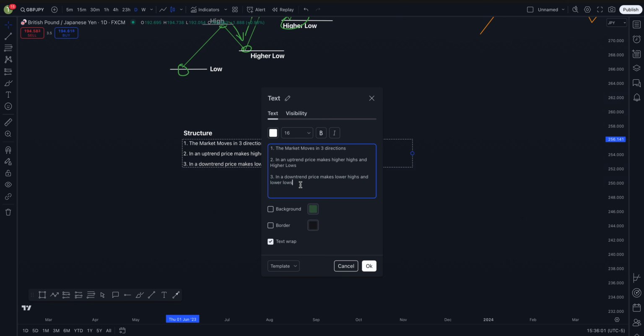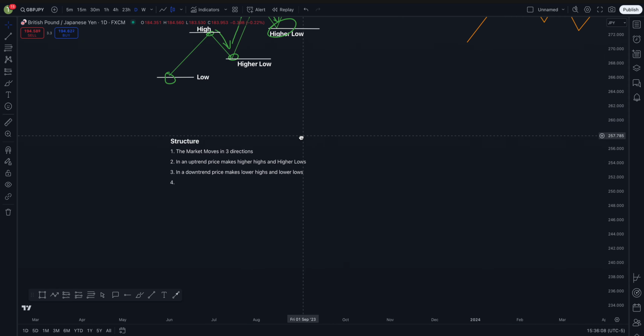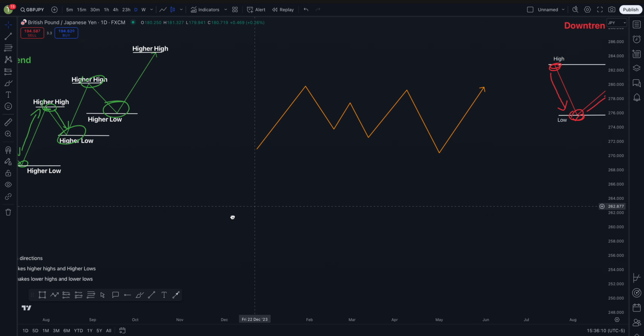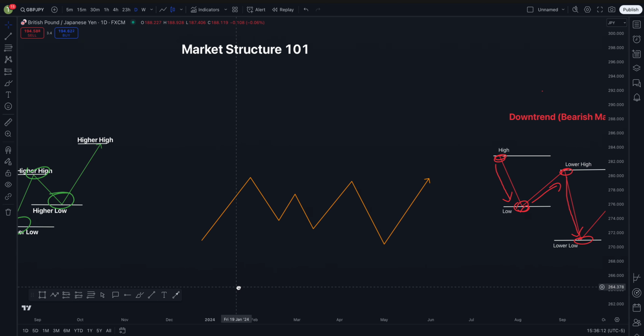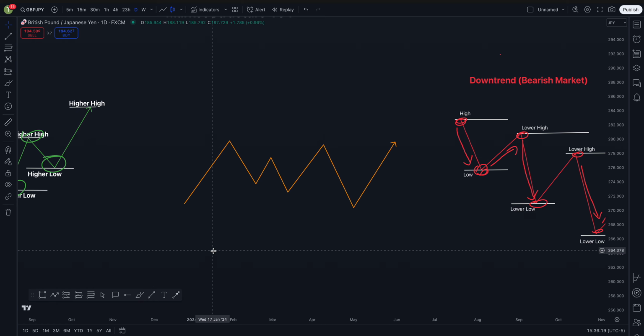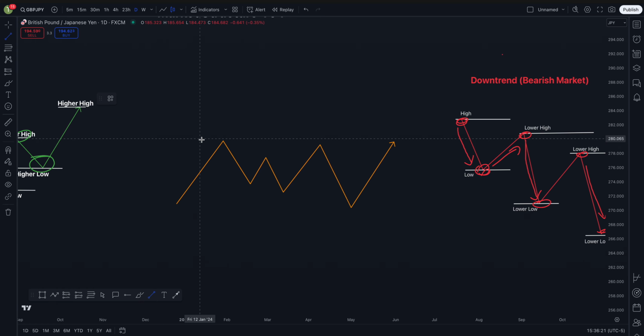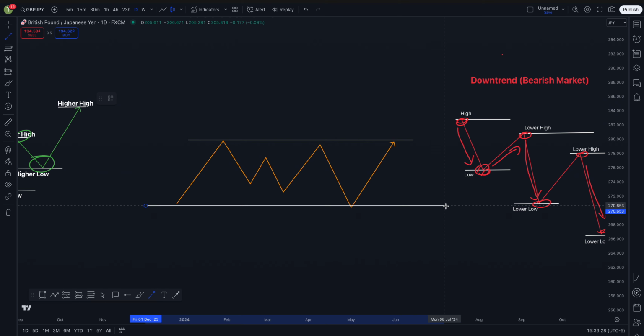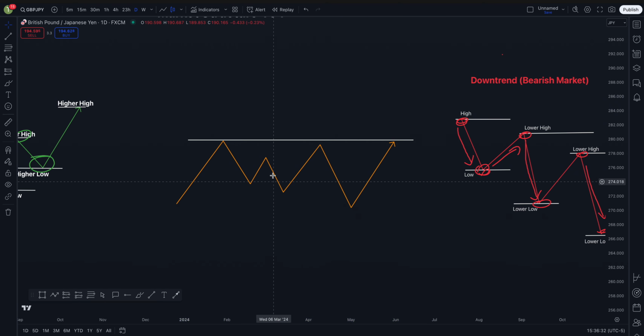But remember, I said that there are 3 moves that the market makes. The other move is what we refer to as a consolidation. A consolidation means that price has no clear direction as to where it's going to go. So it is moving sideways. As you can see, price is not really moving in any particular direction. It's just moving sideways, and that's what makes it a range. So let's see if we can map it out.